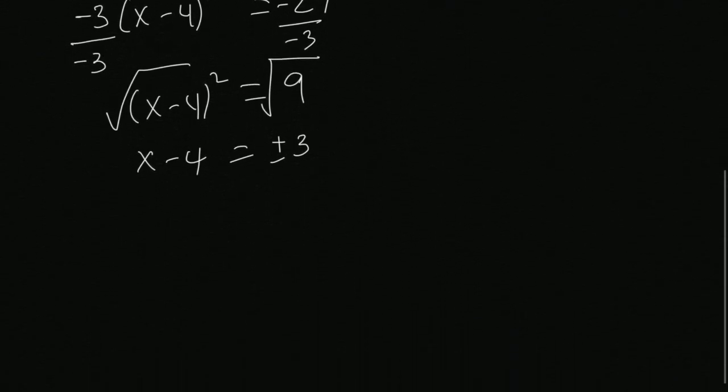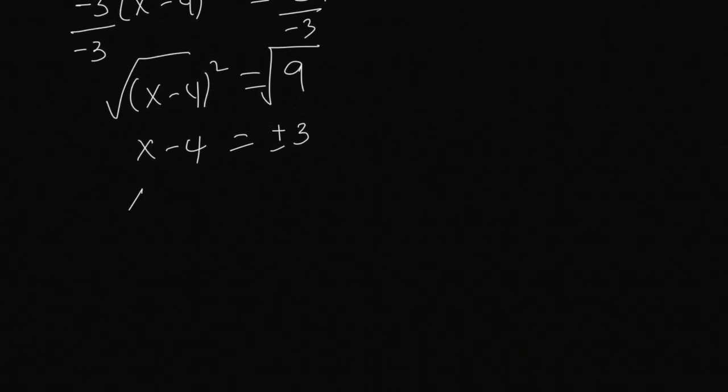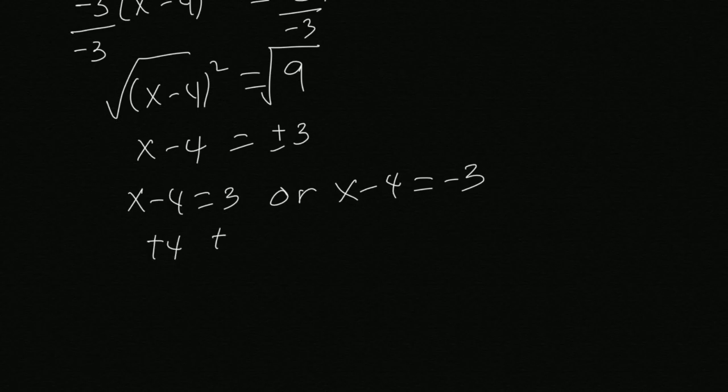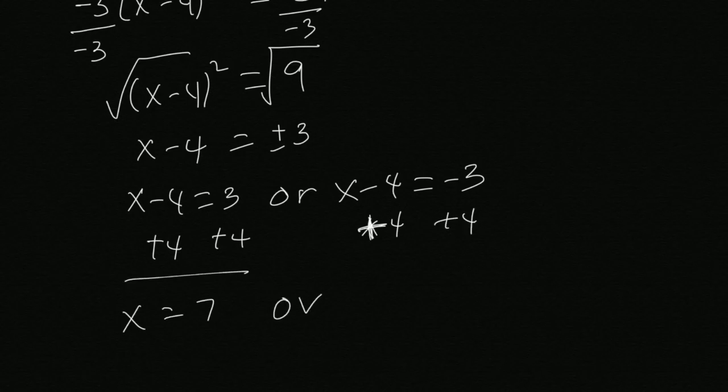And so that leaves us with two equations. x minus 4 equals 3, or x minus 4 equals negative 3. And of course I add 4. And so I get that x is 7 or x is 1. And those are my two solutions to my equation.